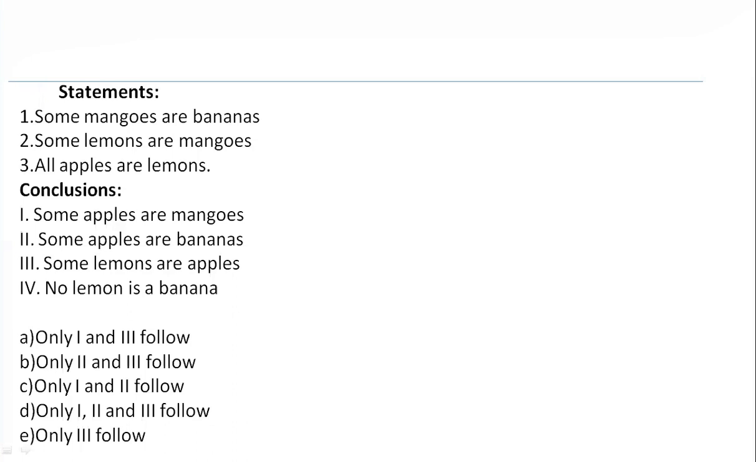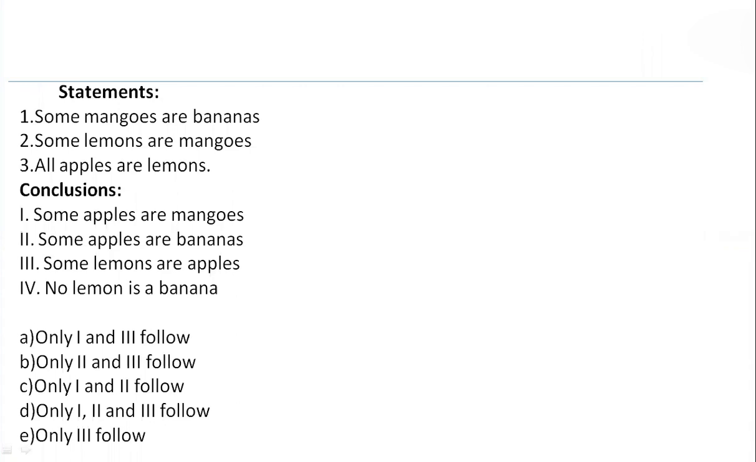Got the point, guys? Look at the statements. Mangoes and bananas are having relation. And next one, lemons and mangoes are having relation. Okay. If you see the mangoes and lemons intersection, then you can say that lemons and bananas are having relation.